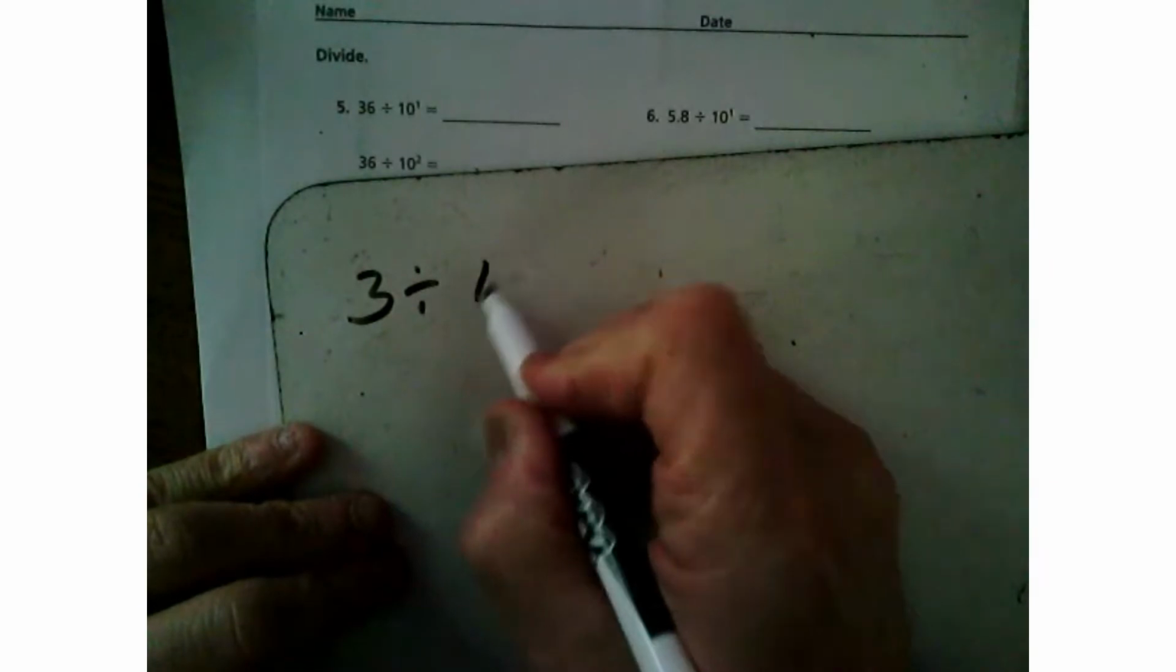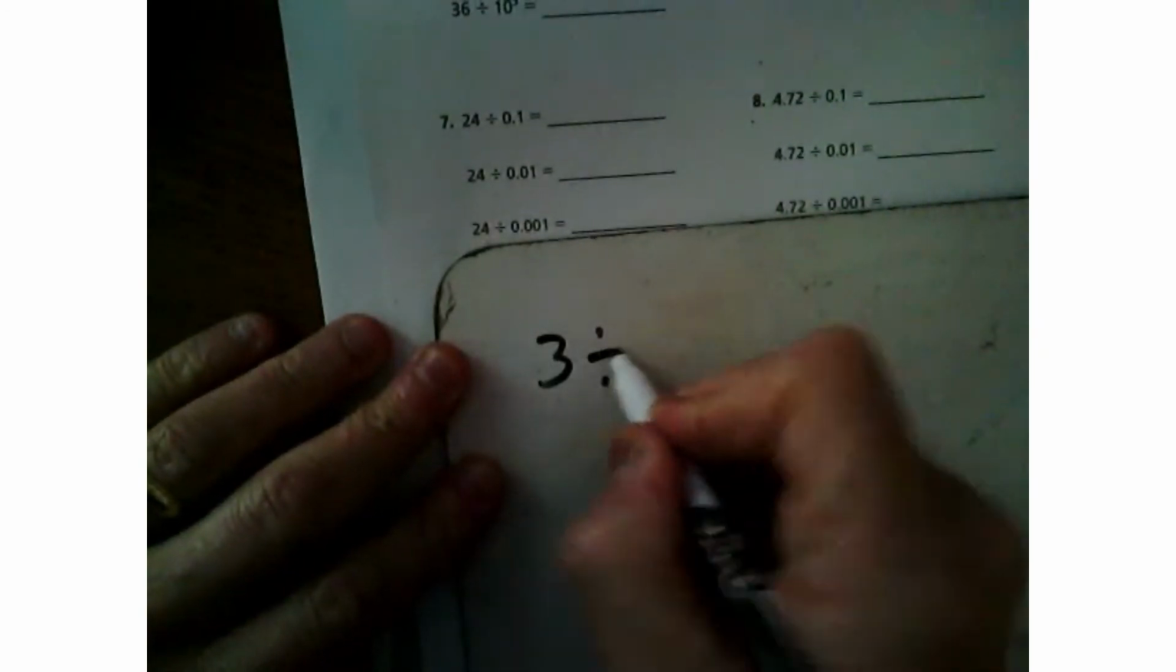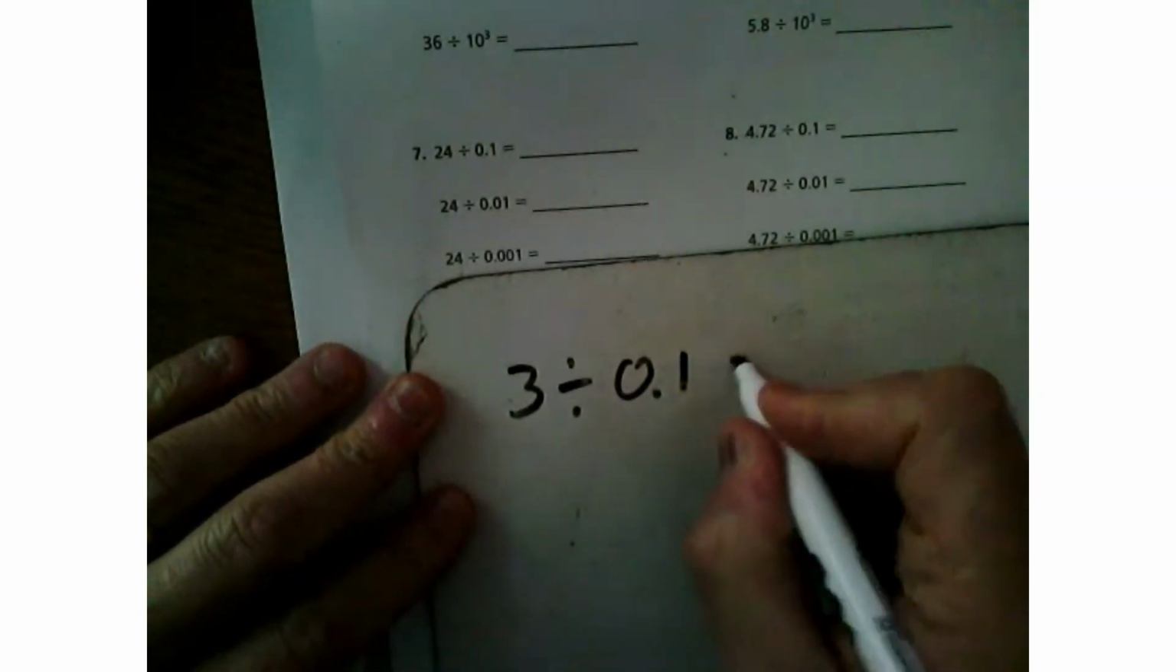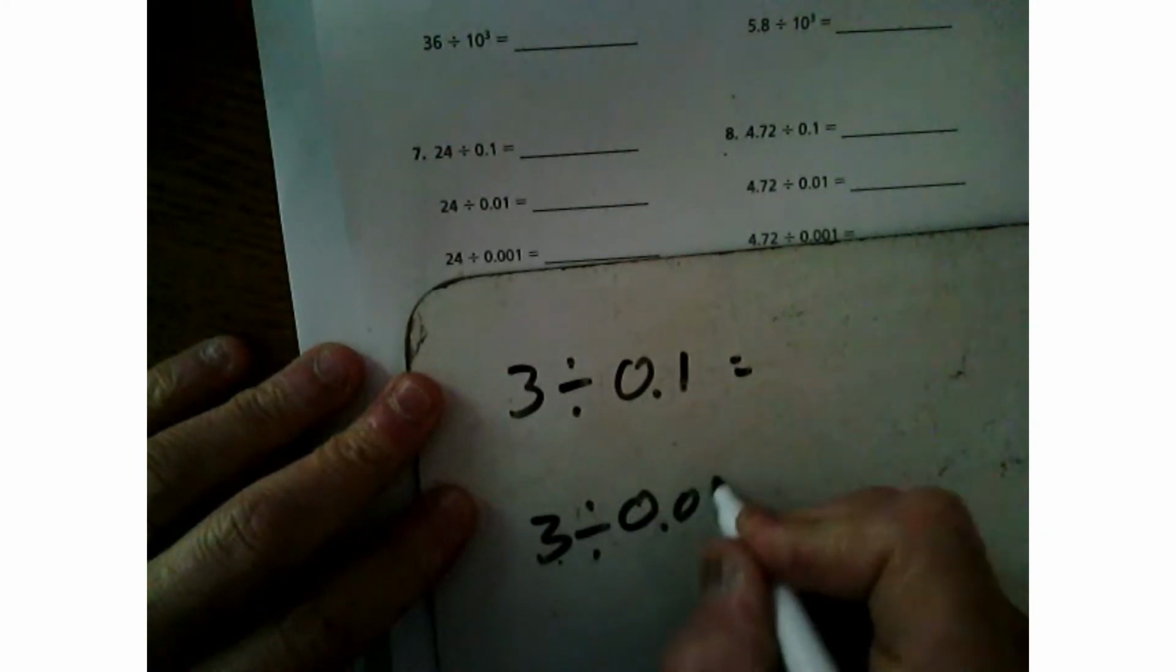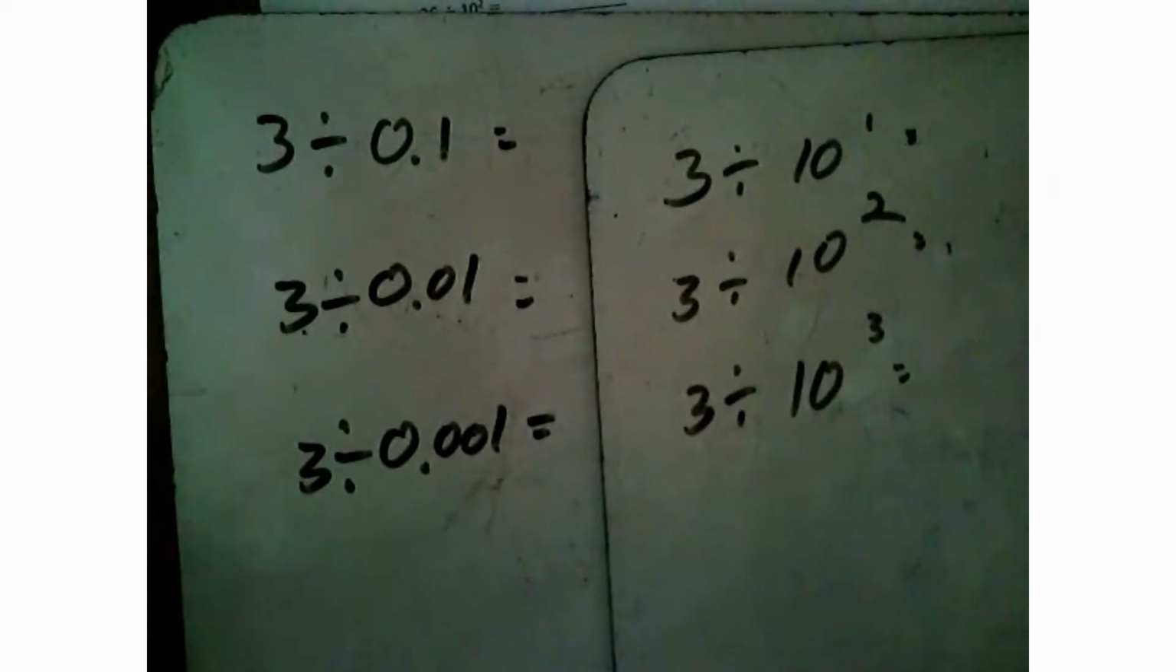Okay, just to make it a little easier, instead of starting with these big numbers 36 and 24, I'm just going to teach it in an easier format with just the number 3. 3 divided by 10 to the first, 3 divided by 10 to the second, 3 divided by 10 to the third power, and then we'll check that out. And then we'll also take a look at 3 divided by 1/10, 3 divided by 1/100th, and 3 divided by 1/1000th. And we'll take a look at the differences between the two of these and kind of how they relate to each other.